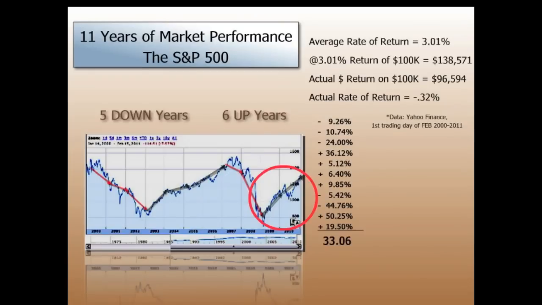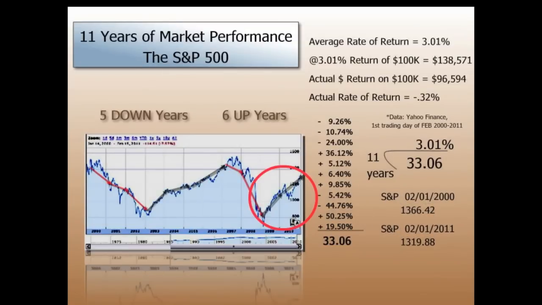And you can see here that we get that very easily by simply adding up February to February from 2000 to 2011, all the growth and contraction numbers. We put them all in a stack. We get 3306. We divide 3306 by the 11 years that it's taken place, and we wind up with 3.01%, which is the average rate of return. Yet the S&P in 2000 was at 1366, and on the same date in 2011, it's at 1319. You haven't even made any money, but you got an average rate of return of 3.01% per year.